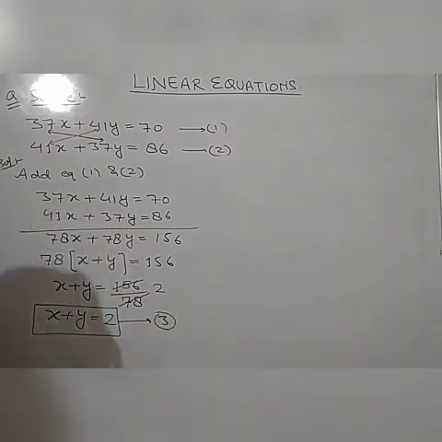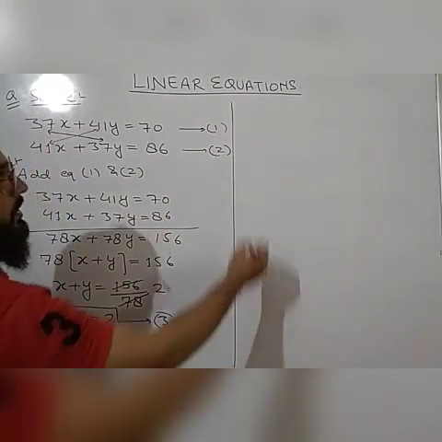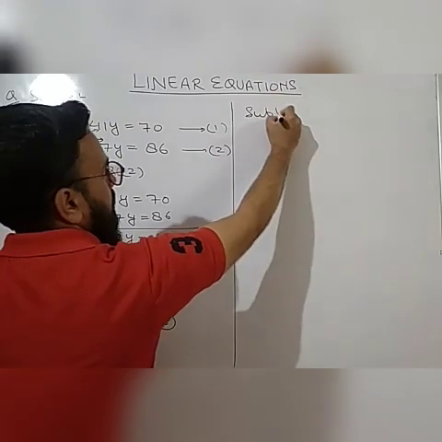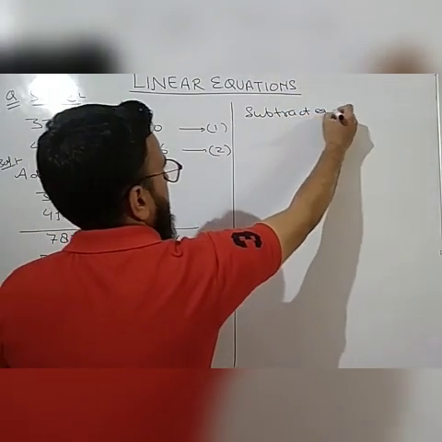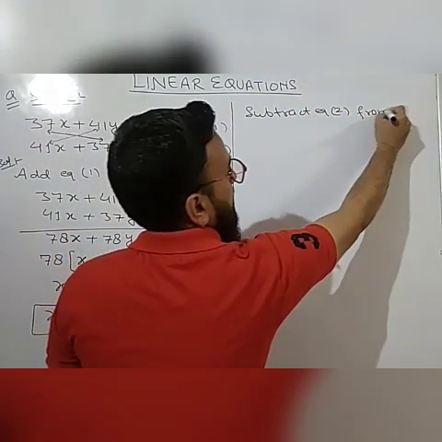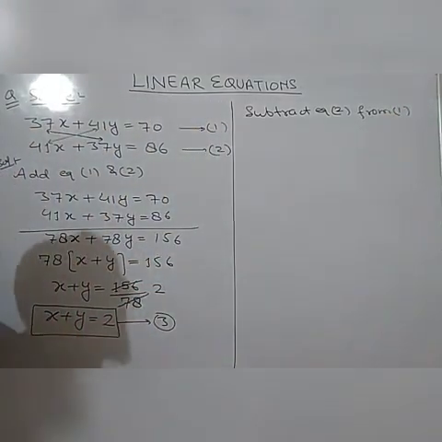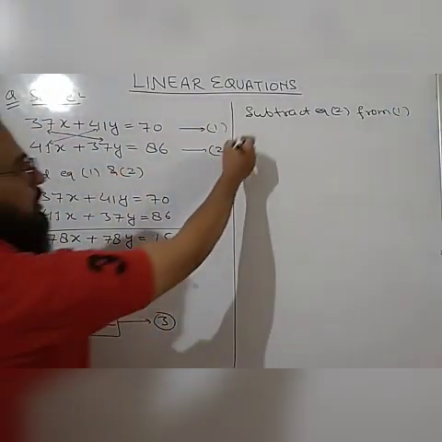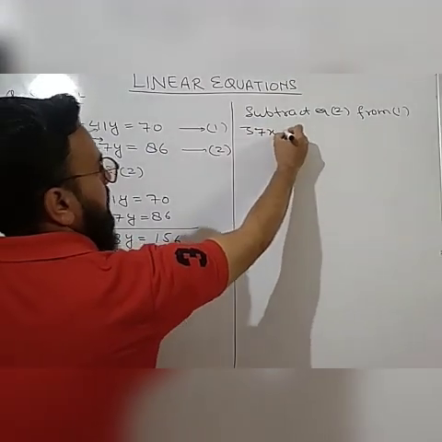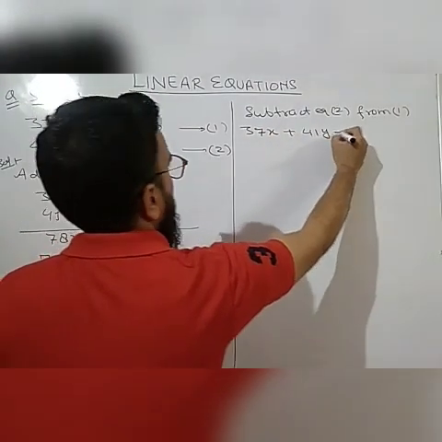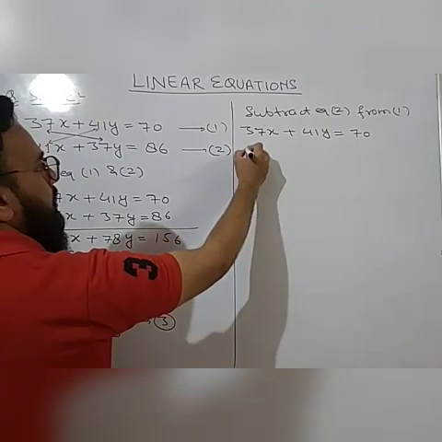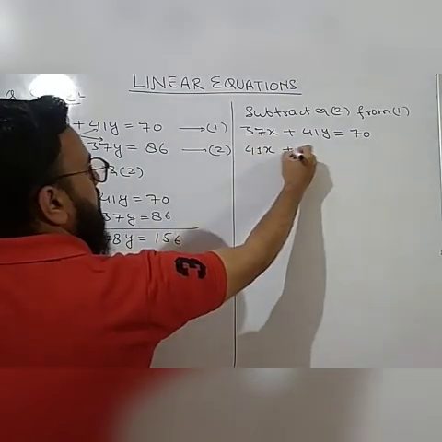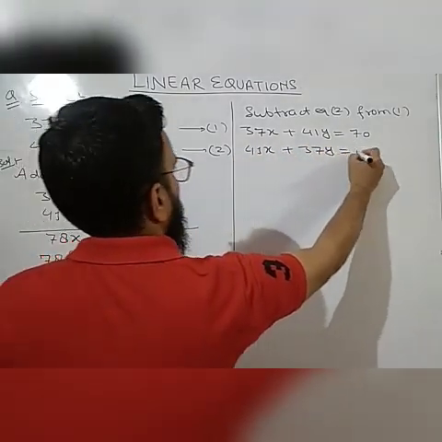Okay. So by adding equation 1 and 2, we get the third equation x plus y is equal to 2. Now again, subtract equation 2 from equation 1. If we subtract both these equations, then again writing these equations, 37x plus 41y is equal to 70 and 41x plus 37y is equal to 86.